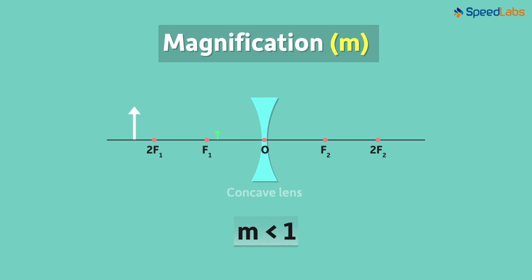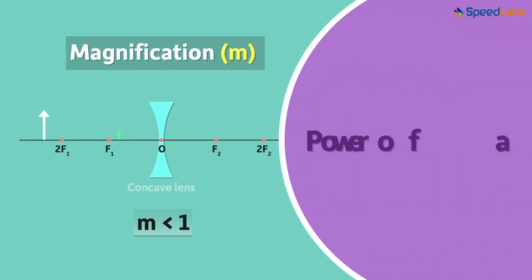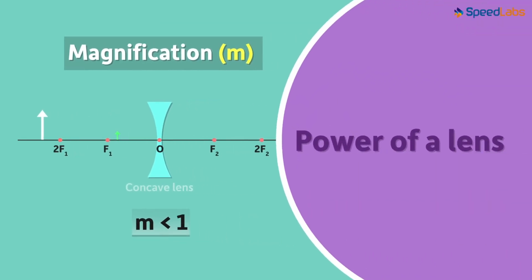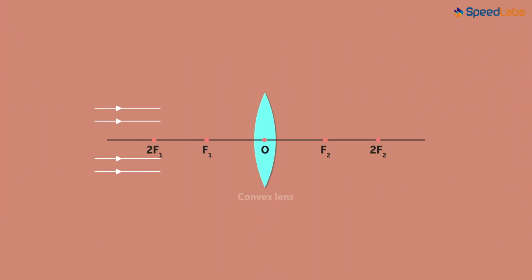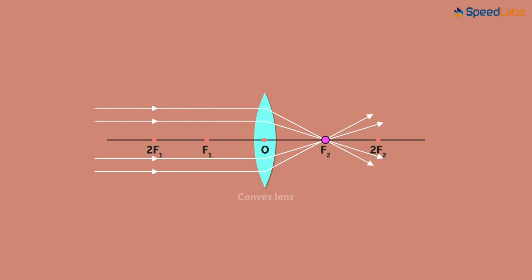Now, there is one more concept left in this chapter to explain, and that is the power of a lens. But before jumping onto this new topic, we need to understand something. What if rays of light parallel to the principal axis are incident on the convex lens? Yes, they will all converge at the focal point.